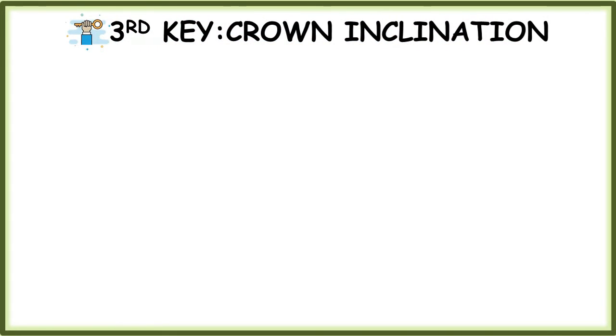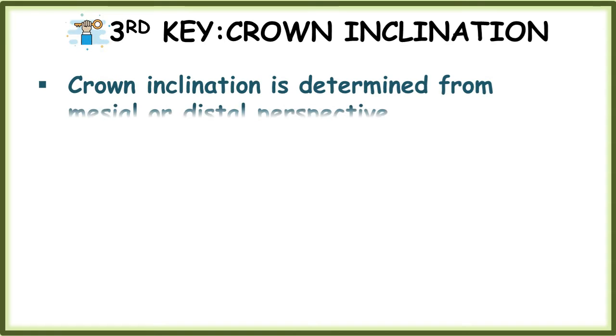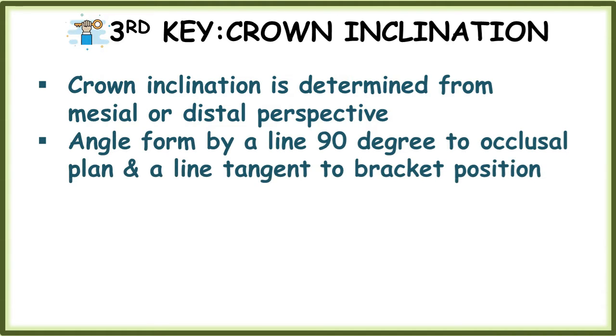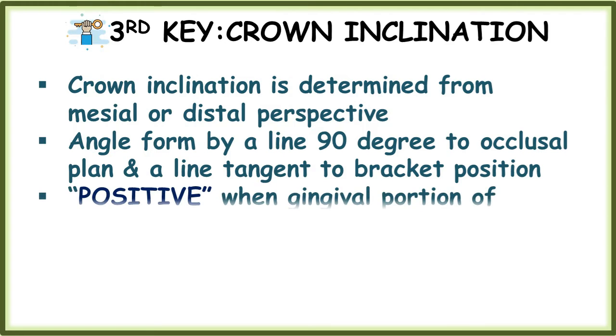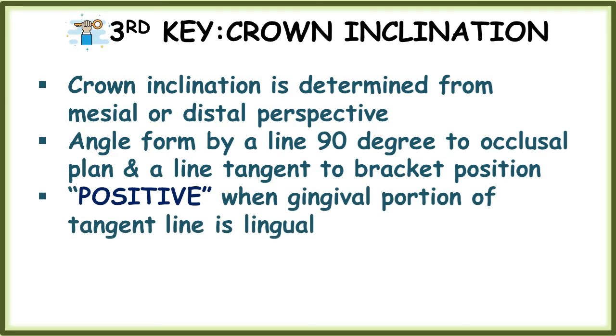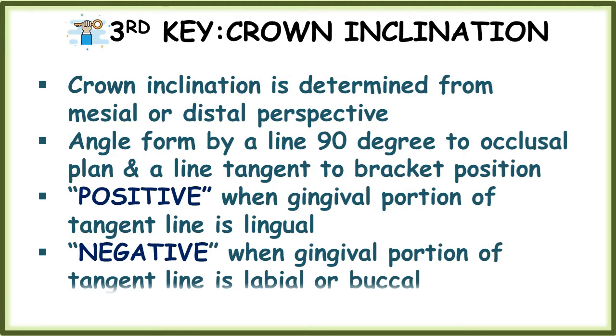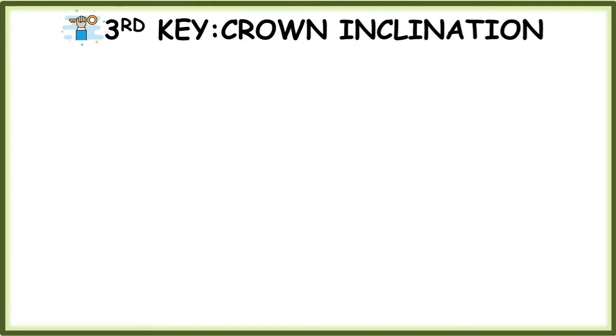Now third key. Third key is crown inclination. Under this, crown inclination is determined from mesial or distal perspective. Then, angle formed by a line 90 degree to occlusal plane and a line tangent to bracket position. Positive when gingival portion of tangent line is lingual, and negative when vice versa, that is gingival portion of tangent line is buccal or labial.